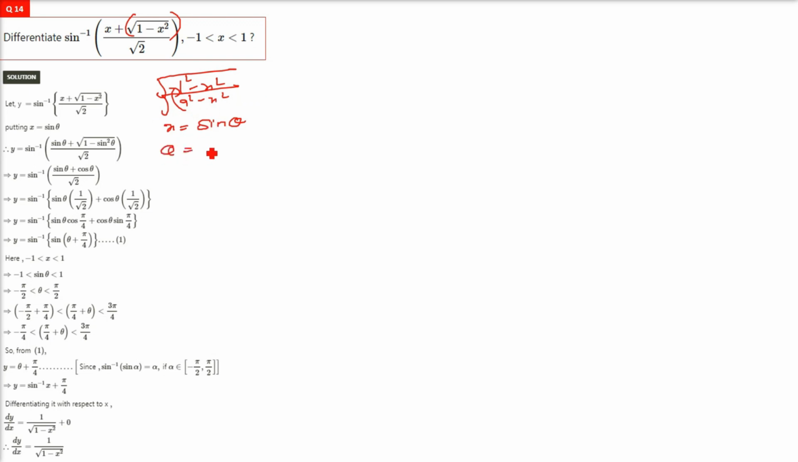So theta will be equal to sine inverse x, because ultimately you have to differentiate this only, whenever the theta comes out, when you cancel sine and sine inverse. Now let us go inside and solve this first. Inside what I am doing, x is sine theta we have chosen, plus under root 1 minus x square is sine square theta, 1 minus sine square theta, and divided by root 2. This is under root 2.